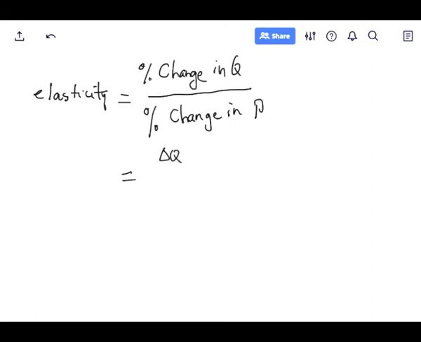Percentage, how do you define percentage? So now the logic, we realize change basically means new minus old. What is percentage change? Percentage change is new minus old divided by old. That's the definition of percentage.